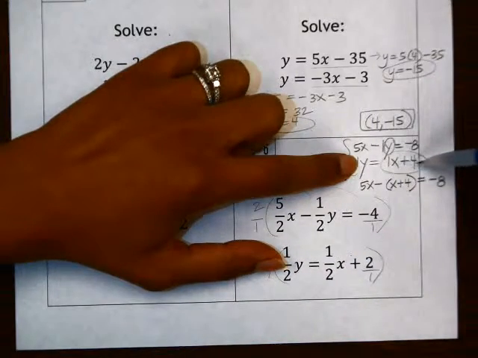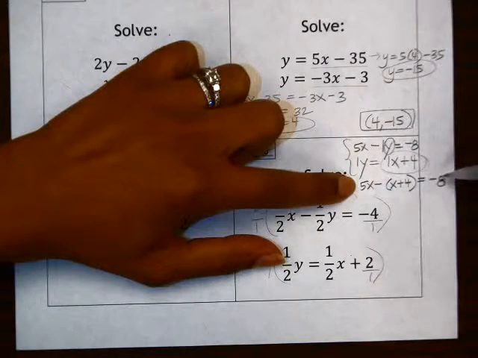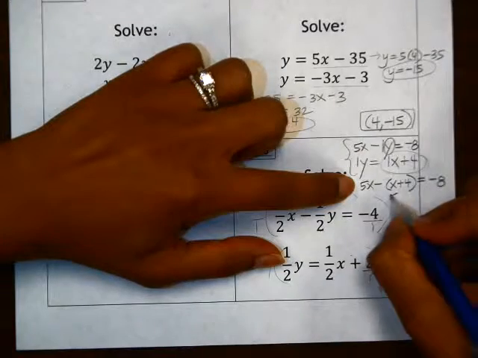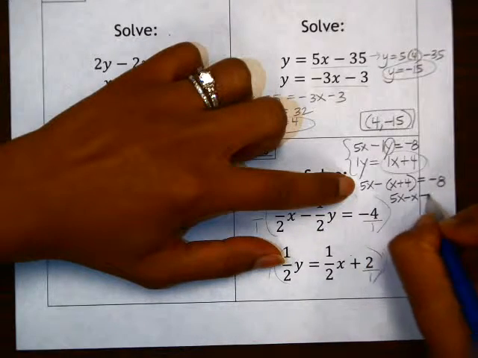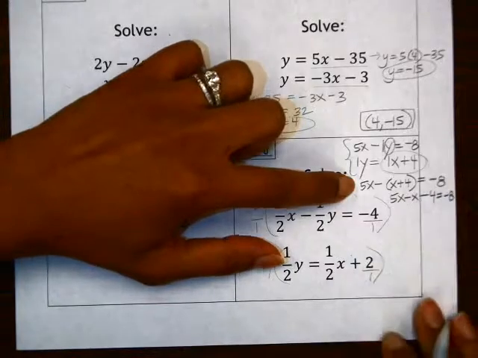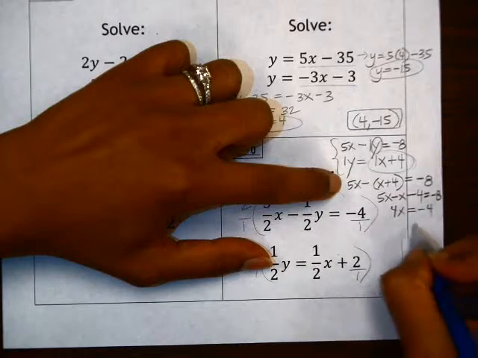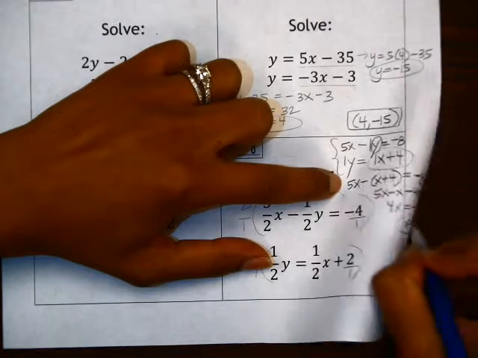Okay, so I took x plus 4, substituted in here where the y is. Now I have an equation with just x that I can solve. So this equation, if I distribute this negative, becomes this. Combining like terms, that gives me 4x equals negative 4, or x equals negative 1.